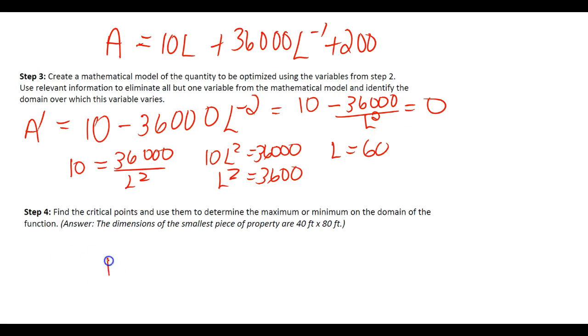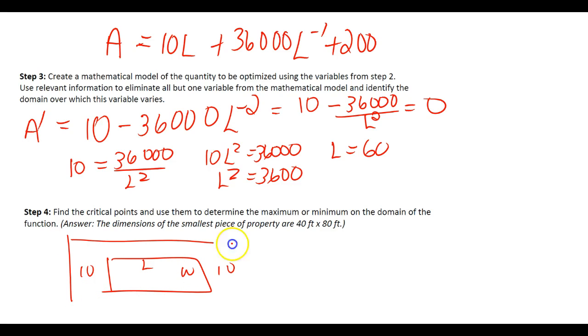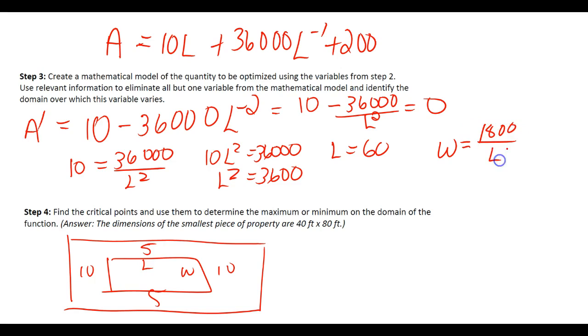If I go back and draw my picture, this was length, this was width. I had 10 here, 10 here. I had 5 here, 5 here. So the length of the pool is 60. I did know that the width of the pool was 1800 over L, right? So 1800 divided by 60. I just want to make sure I don't mess that up. That's 30, so the width is 30.